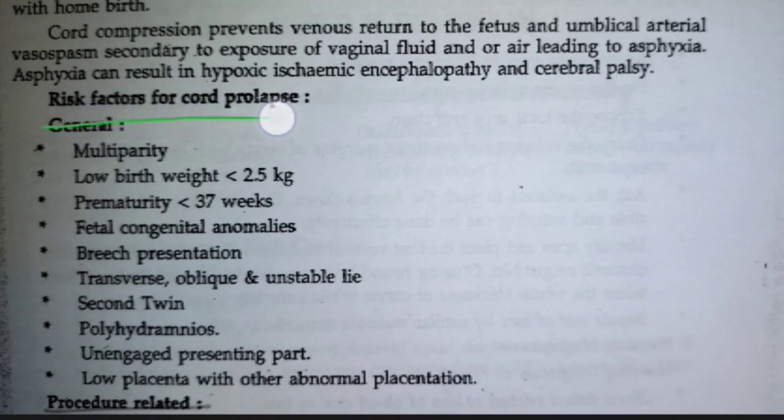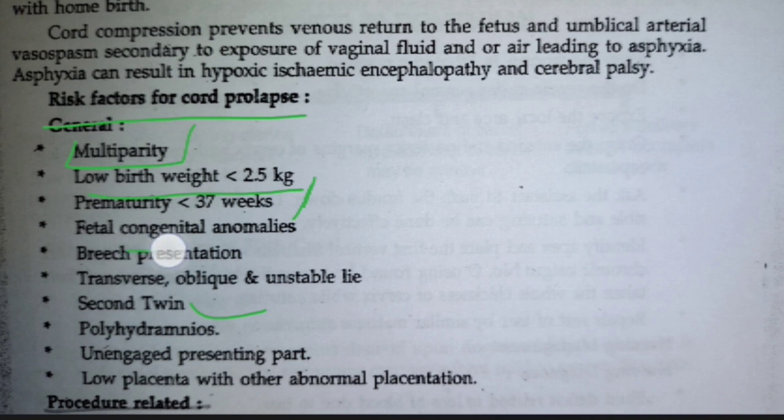What are the risk factors of cord prolapse? If there is more than one baby, like twin babies, cord prolapse can occur. Apart from this, at 7.5 months, the presentation of the baby, umbilical cord and placenta is different from the full term baby, so at this time also cord prolapse can occur. If the baby's weight is less than 2.5 kg, then automatically the size of the baby is also very small, so in this condition it may occur.